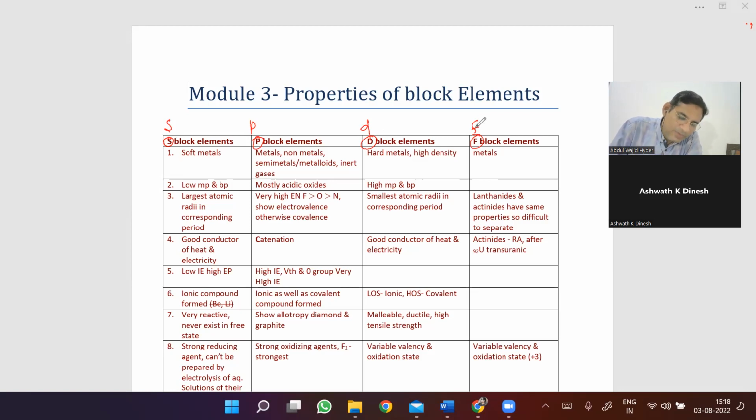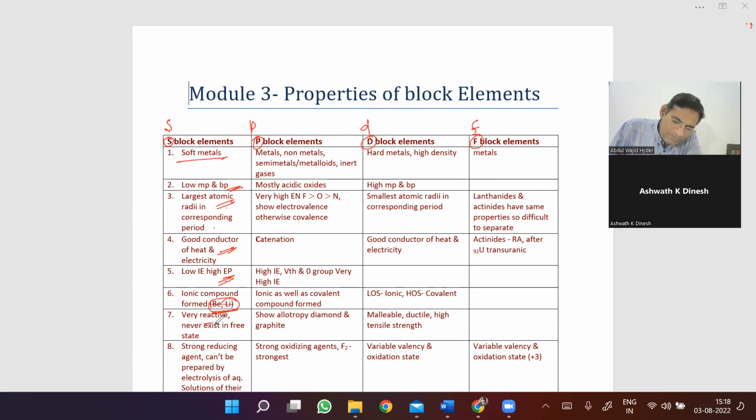Fine. So S block elements are always soft metals. Their MP and BP will be low. Their atomic and ionic radii will be maximum and they are good conductors of heat and electricity. Their ionization energy will be low and electropositivity will be high. Electropositivity means metallic character will be high. They will form ionic compounds except beryllium and lithium. These are the two which will not form ionic compounds, but the rest will.